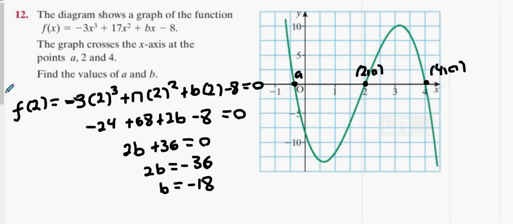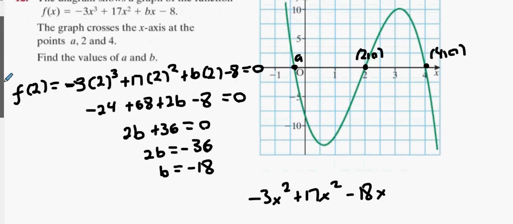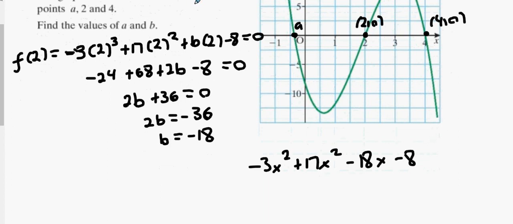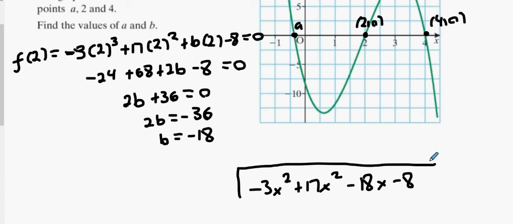Now, how do I find the next thing? I now know the equation is minus 3x cubed plus 17x squared minus 18x minus 8. Now, I know two factors, don't I? Oh, sorry, what two roots do I know first? What are the two roots I know? x equals 2 and x equals 4. So what does that mean? x minus 2 equals 0 and x minus 4 equals 0 will also work.